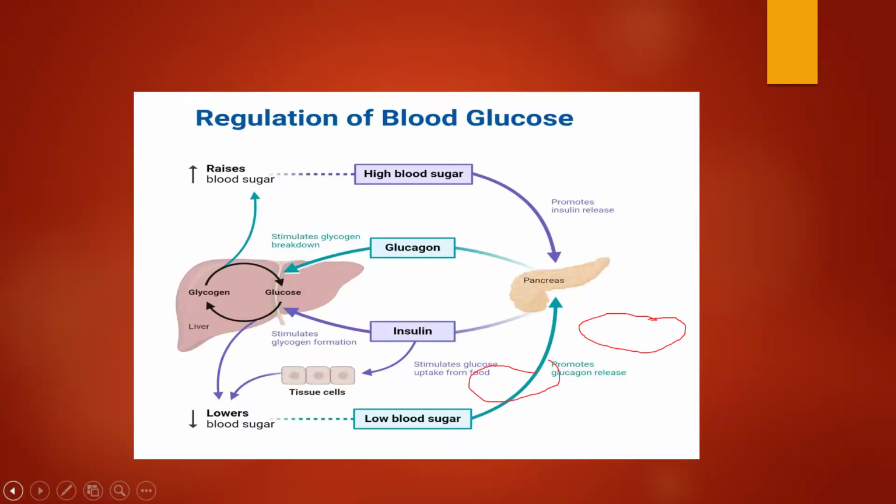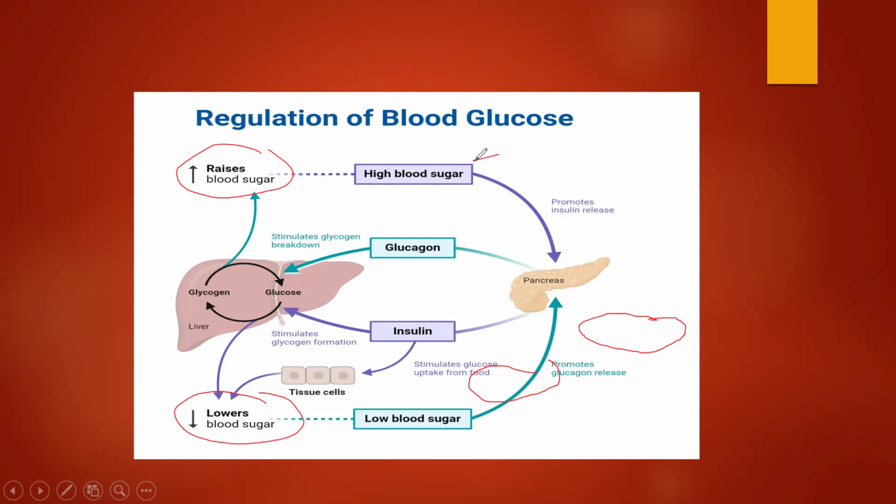All right, this is the whole mechanism. This is a simple diagram and you must focus on it. When there is a rise in blood sugar, this is one mechanism which we are discussing here, and the other is lower blood sugar. When there is a rise in blood sugar, it means sugar is high in the blood. So what will happen at that time when the sugar is high in our blood?